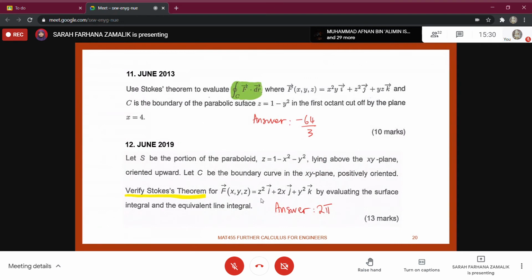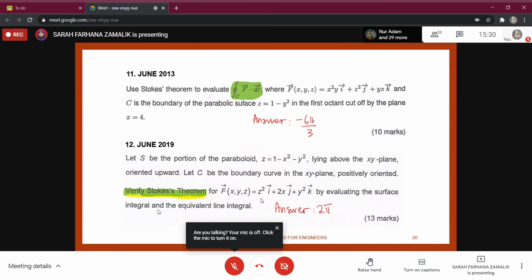Okay. Number 12. Yes, this is a verify question. And of course, verify questions carry many marks. So you must show that the left side equals the right hand side. So this one you must show both the line integral and also the equivalent surface integral. Okay, so you must know which C and which S.